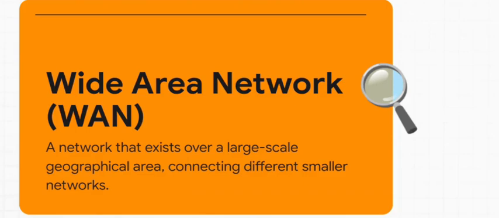Now, the key idea here is that a WAN isn't just a network of individual devices. It's a network of networks. It exists over a massive, massive geographical area, and its main job is to connect all those smaller LANs and MANs together. Honestly, the internet itself is the ultimate example of a WAN.